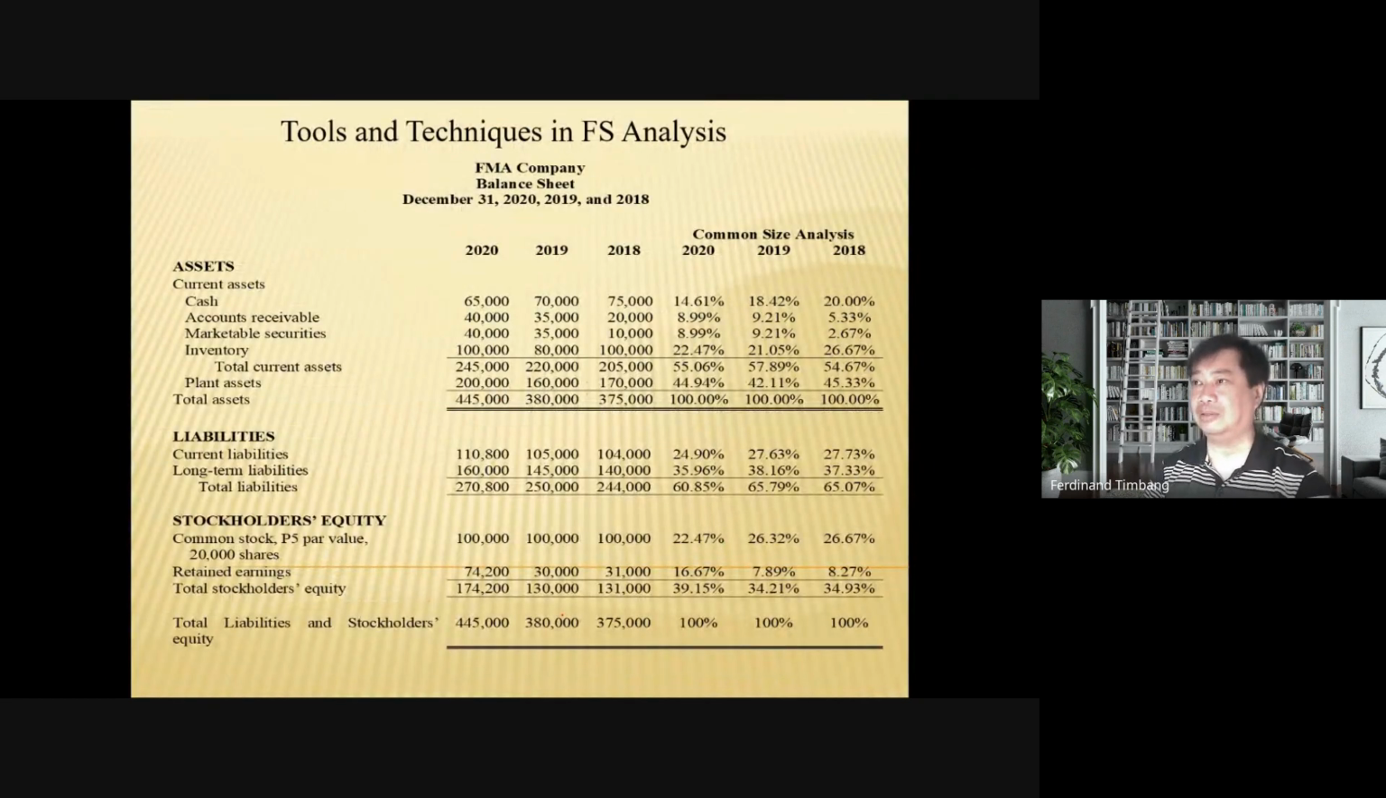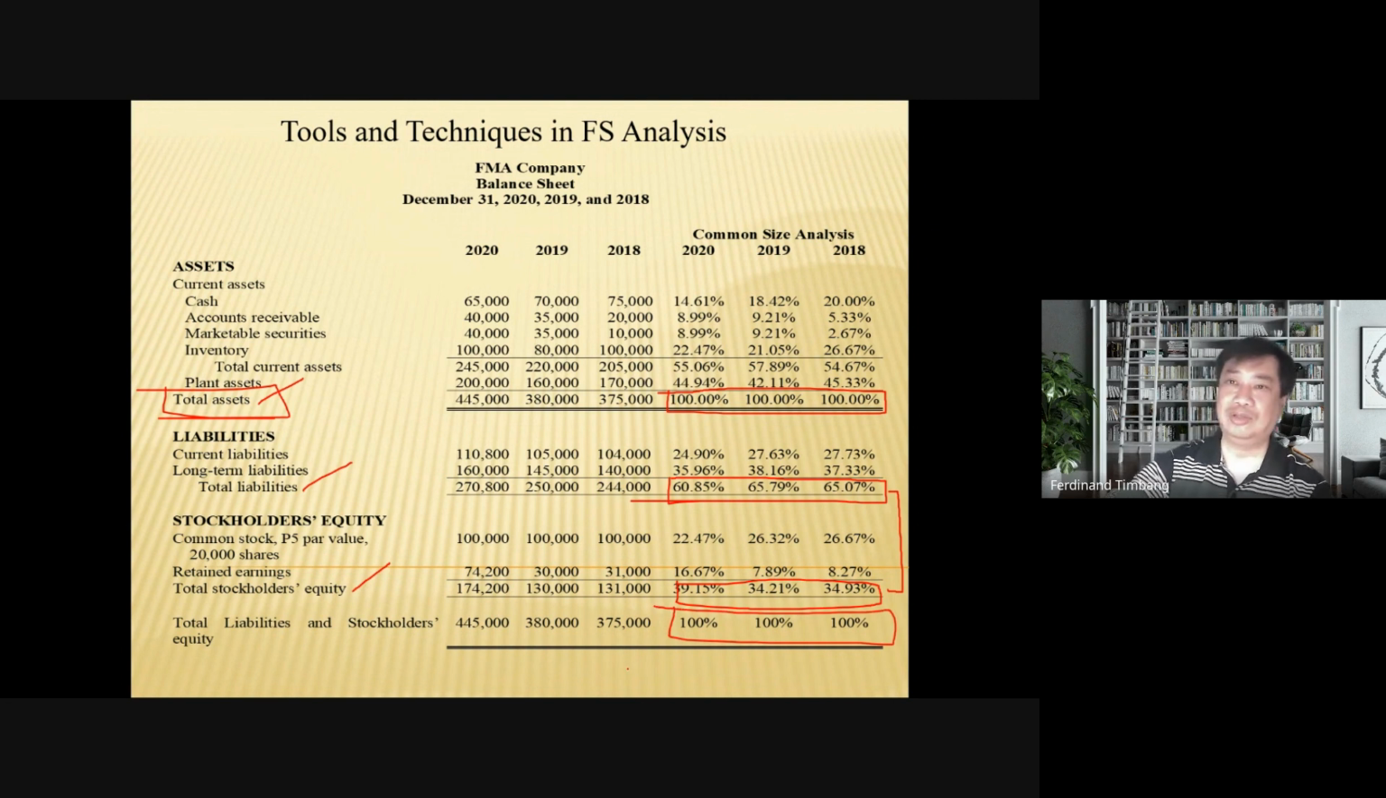Okay, so example tayo. Now, for the common size, kung makikita ninyo, the total assets, tapos yung total liabilities plus the total equity, yan yung 100%. Ito yung makikita nyo, 100%. So, yan yung total assets natin. And then this one, we have the total liabilities. This is only a portion. But you have to add these two to arrive at 100%.